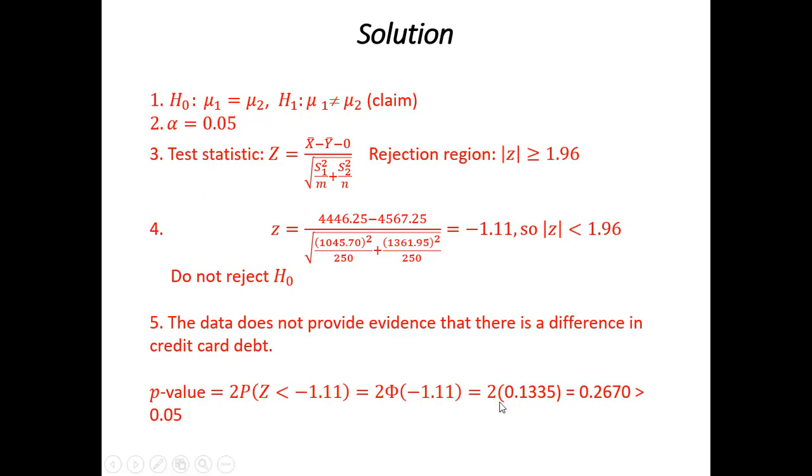So that's the value you see here, 0.1335. We double it. We get a p-value of 0.2670, so that's quite large. It's greater than 0.05, so we do not reject the null. This confirms it. And so here you can see statistically our conclusion is that these means are roughly equal to each other.